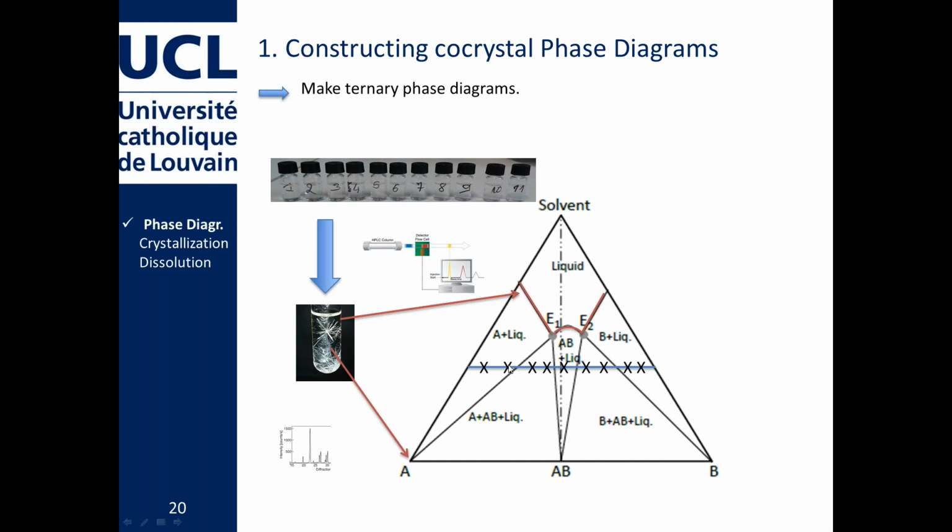These first two pots should give me crystals of A. These two pots should give me a mixture of A and AB. And this pot should only give me Cocrystal. Here I have Cocrystal and B. So the XRPD is nice, and both analyses can be combined.